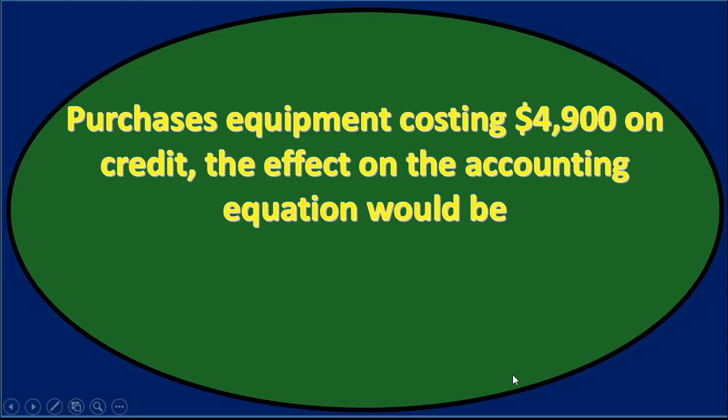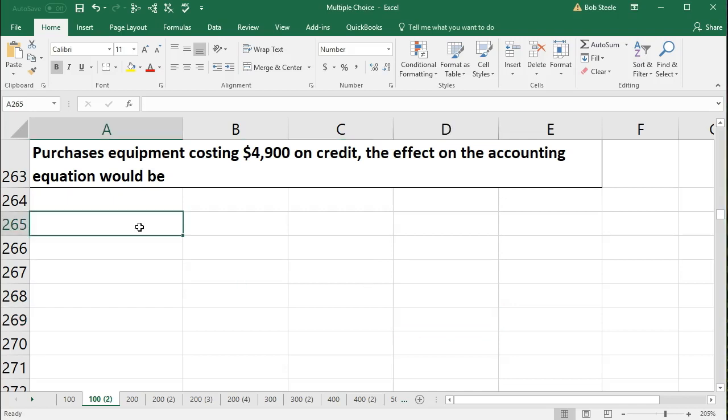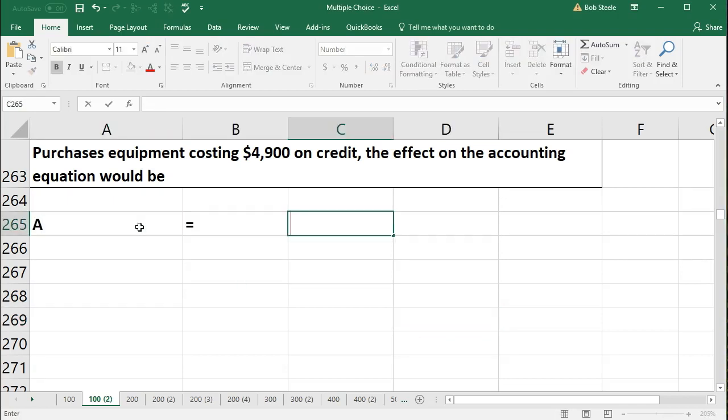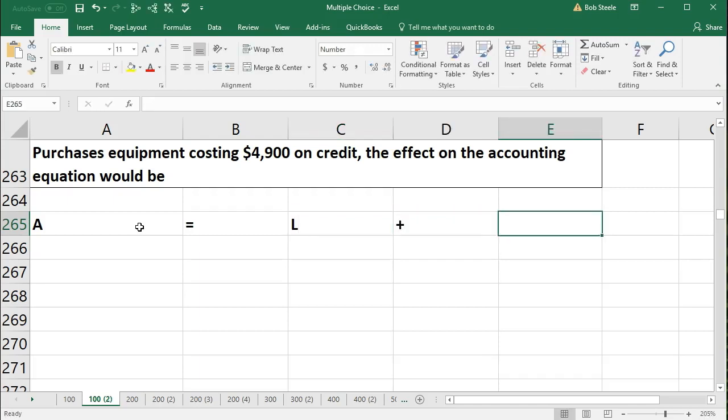Next problem says purchases equipment costing 4,900 on credit. The effect on the accounting equation would be what? So we're basically looking for the transaction, the journal entry, but being recorded in terms of the accounting equation, assets equal liability plus equity. Here's the same problem in Excel. So I would just write this down. If we're doing this on paper, I'd write down our accounting equation every time, and then just record the transaction with regard to the accounting equation.